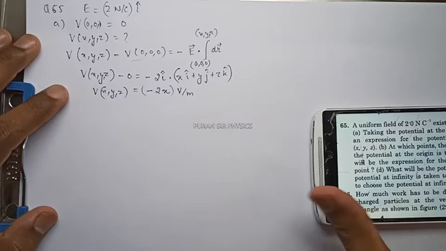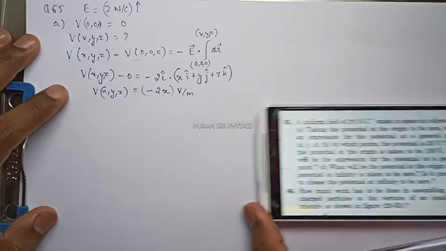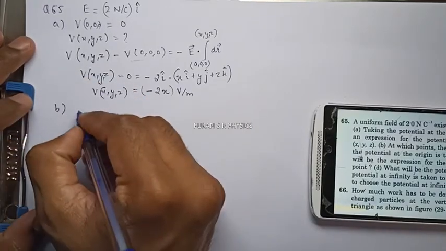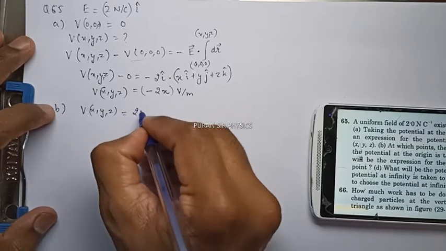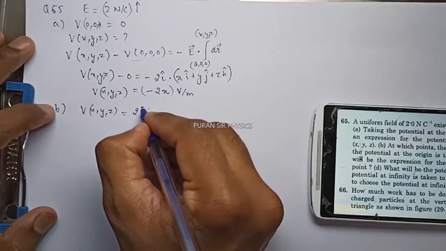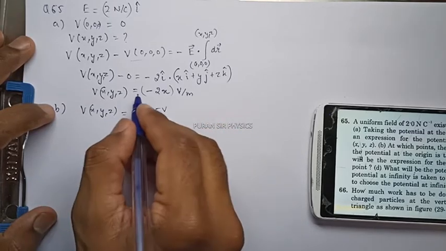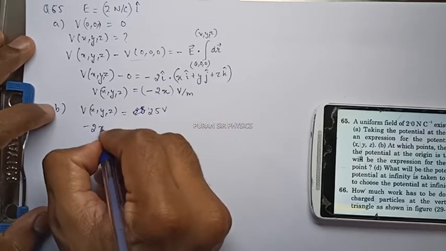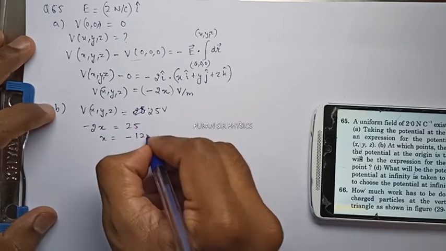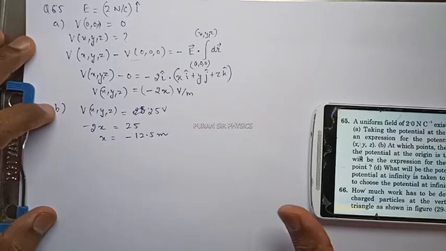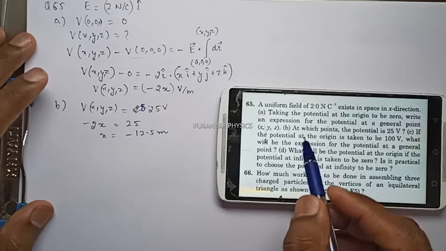So at which point is the potential 25 volt? So at B point, v x, y, z, if it is given as 25 volt, so we know that v x, y, z is minus 2x. So x will be minus 12.5 meter. So this is the answer of question number 65 for B part.